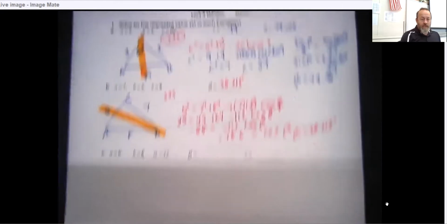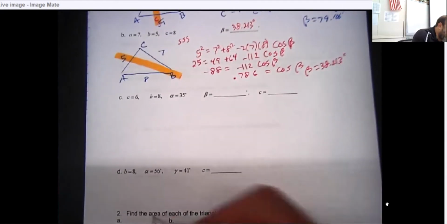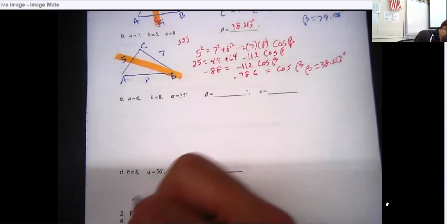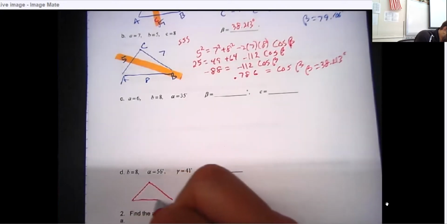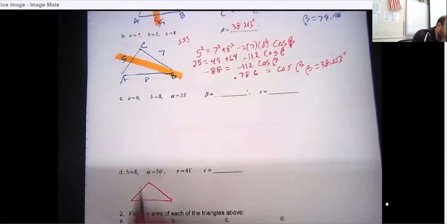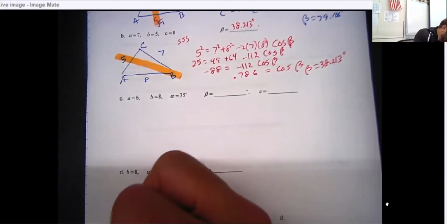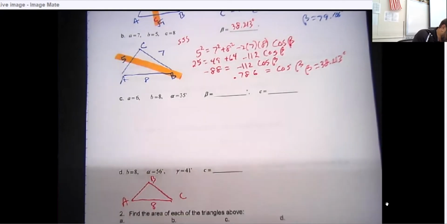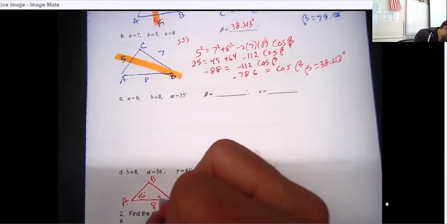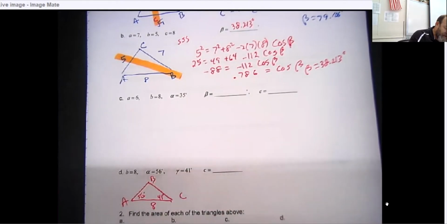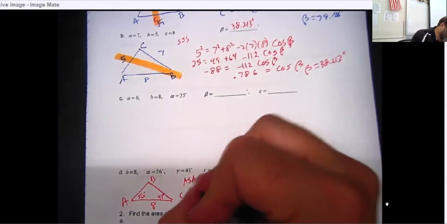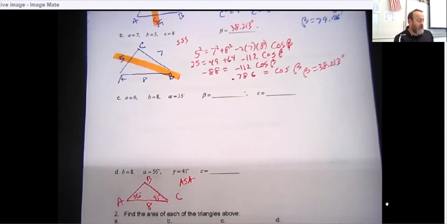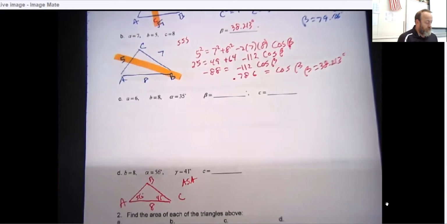Now I'm actually going to jump down here and look at D next. And I know that's out of order. So if you're a little OCD, my apologies. But this problem is actually the easier problem and this one's the harder one. So for part D, again, A, B, C, it says B is 8, alpha is 56, gamma is 41. That to me looks like an ASA triangle. And so I can certainly use the law of sines to find pieces that I want.